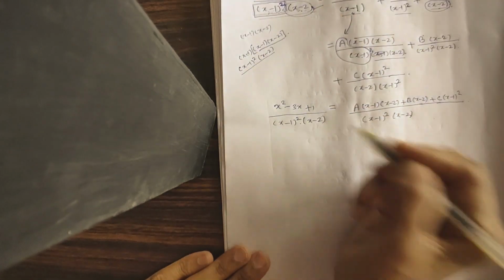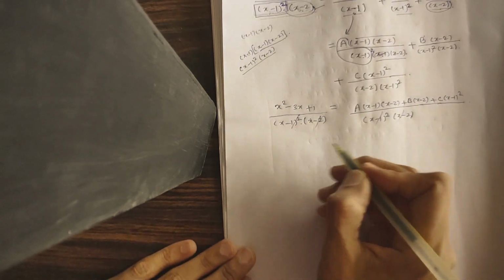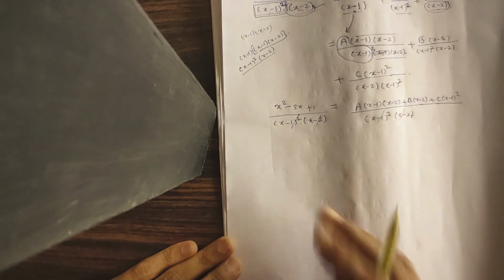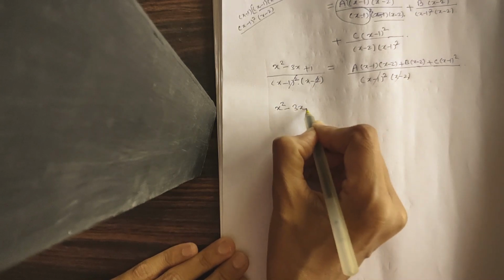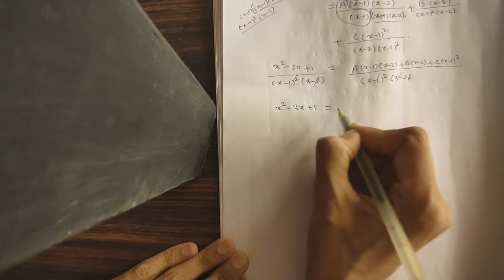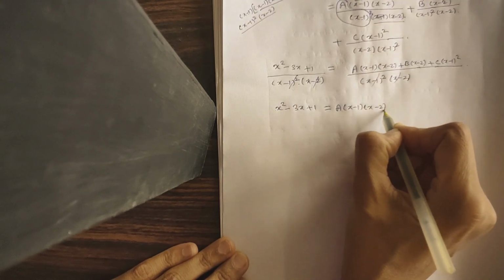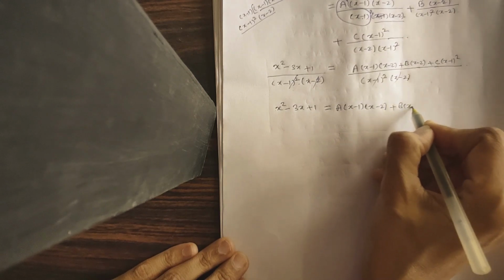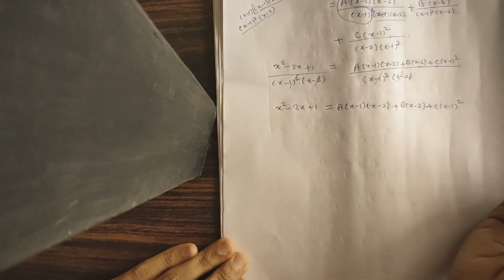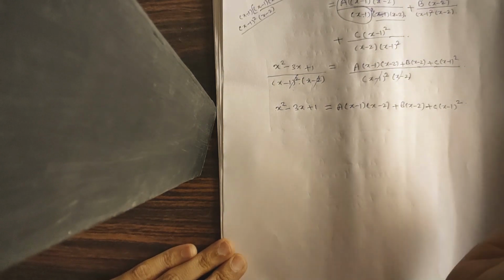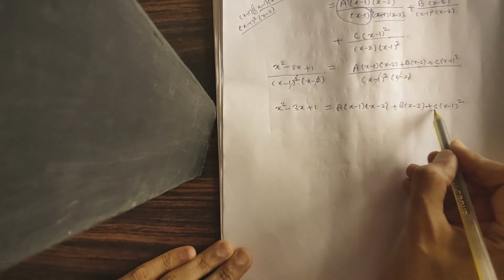Okay, this was my original equation. When I equate, the denominators get cancelled because they are the same. My remaining equation will now be x square minus 3x plus 1 equals a into x minus 1 into x minus 2 plus b into x minus 2 plus c into x minus 1 square. Now one by one I need to find the values of the constants a, b and c.